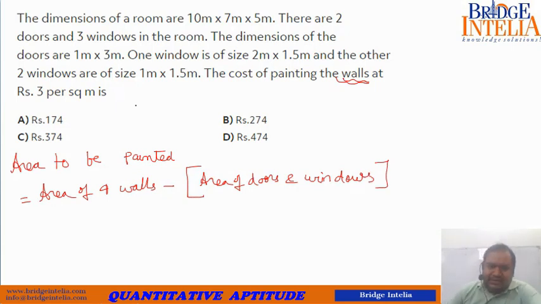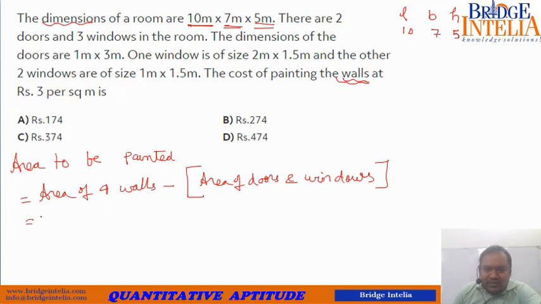Let's do that. So dimensions are 10, 7 and 5. So length, breadth and height. See, they are using dimension. Nowhere they are saying that length is so and so, breadth is so and so. But this is the order. Length, that means first one is length, second one is breadth and third one is height. So 10, 7 and 5. So what is the area of 4 walls?